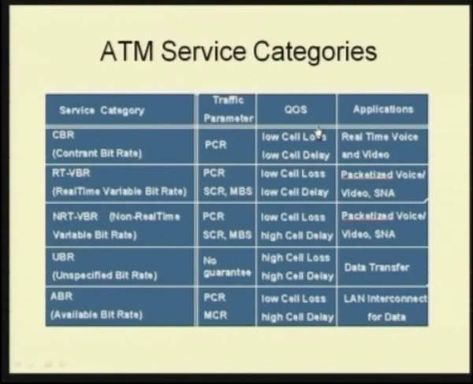So, in terms of the different traffic parameters and the QoS parameters that we have, for constant bit rate you can look at it as the traffic parameter specified there is PCR, and the QoS parameter there is low cell loss and low cell delay. With respect to real time VBR, you specify a peak cell rate, sustainable cell rate and maximum burst size, and QoS parameters are in terms of low cell loss and low cell delay. For non-real time variable bit rate, traffic parameters are PCR, SCR and MBS, maximum burst size, and again QoS in terms of low cell loss but high cell delay, meaning that cell delays can be tolerated.